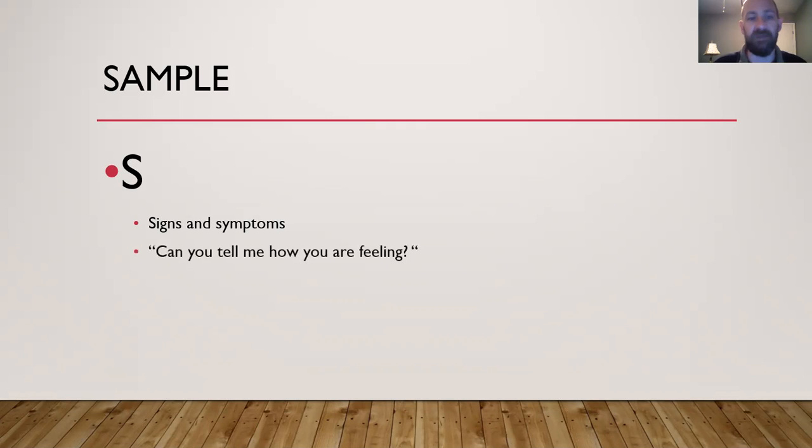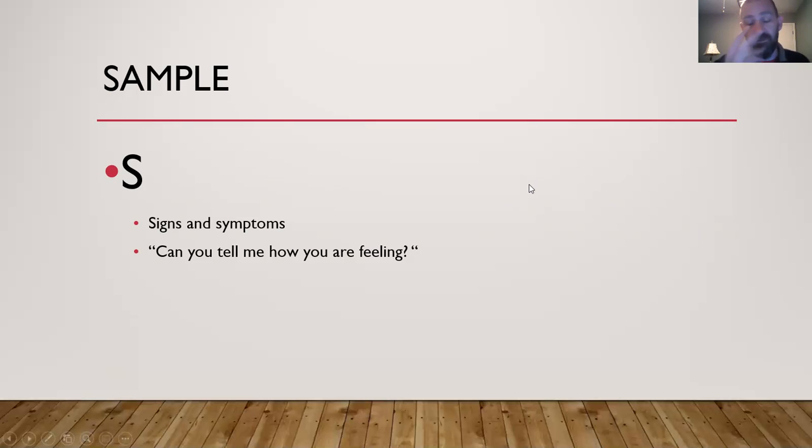Okay, so a good example of that is, can you tell me how you're feeling? Pretty simple, right? How are you feeling? What symptoms are you feeling? Just very basic questions like that. This one's not too hard, right? So this is a very easy way to start our detective work here, to kind of open the doors for everything else. Can you tell me what's going on? How are you feeling? And hopefully they'll tell us their symptoms after that.